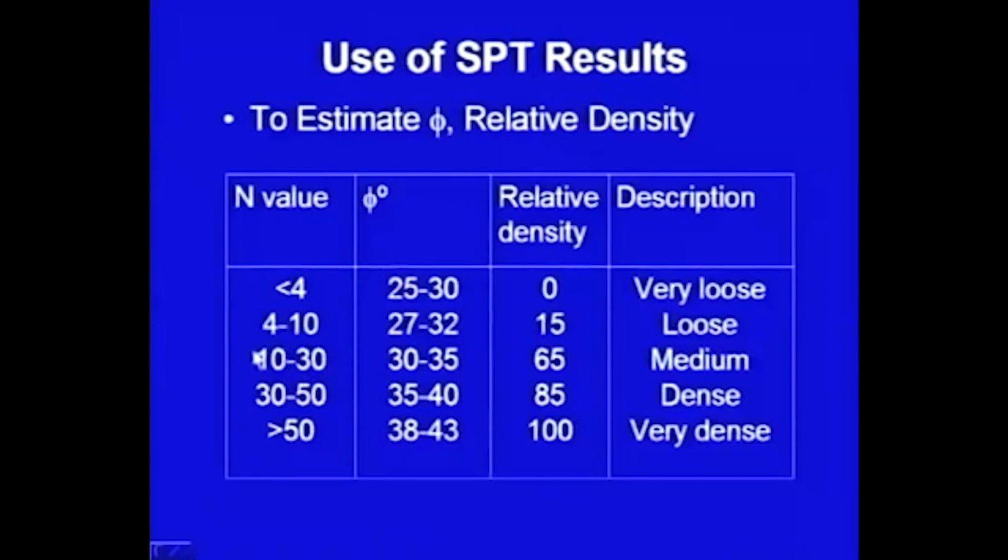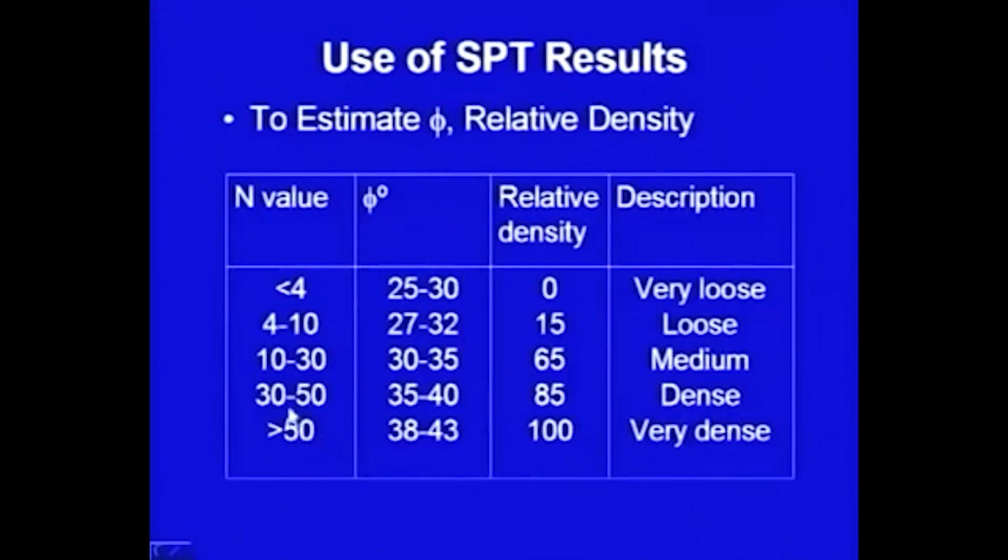If the corrected N value is between 10 to 30, phi values for the sandy stratum can be taken between 30 to 35. Relative density will be of the order of 65 and the soil can be described as having medium relative density. If the N value is 30 to 50, then phi value will be between 35 and 40. Relative density is 85 and the sandy stratum is termed as dense.